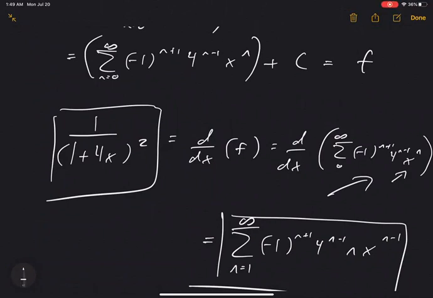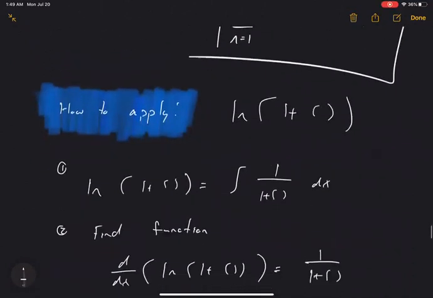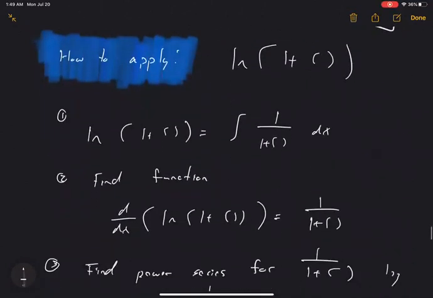Section 11.9, I feel like it's probably harder than the remaining two because you've got to use all these weird tricks to find the power series. In section 11.10, we find a new way to find a power series that's, I think, much more straightforward. But let's continue on with the tricks.